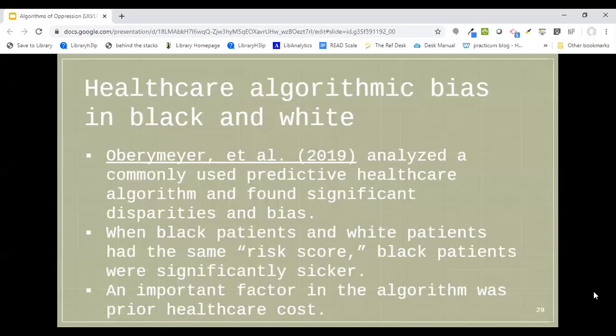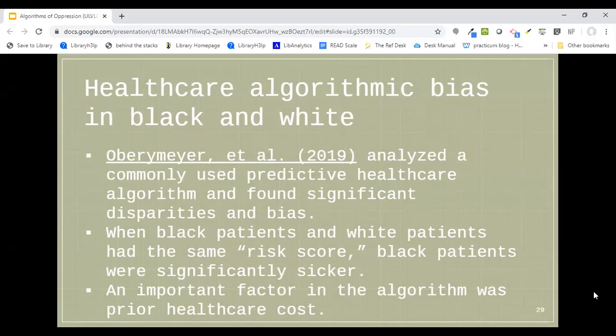Around the same time, there was a study that came out that, again, got a lot of press, Obermeyer et al., about a very commonly used predictive healthcare algorithm, which they found, surprise, surprise, huge disparities in bias, particularly around race. So they compared Black patients and white patients, and what they found was when we compared a Black patient and a white patient who had the same risk score, which is part of what's taken into account here, Black patients were actually significantly sicker.